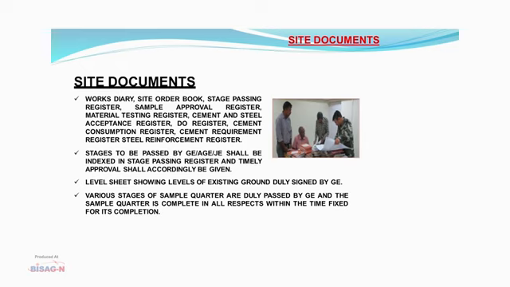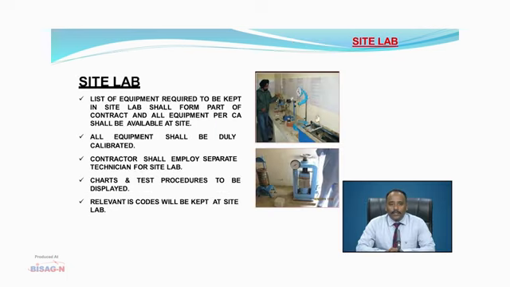The level sheets showing the levels of existing ground have to be duly approved by the garrison engineer. Various stages of sample quarters have to be passed by the garrison engineer, and the sample quarter is to be completed in all respects within the time fixed for its completion. These works which are beyond 5 crores have the works which are beyond 1 crore of the sanction. A site lab has to be established as per the requirement.